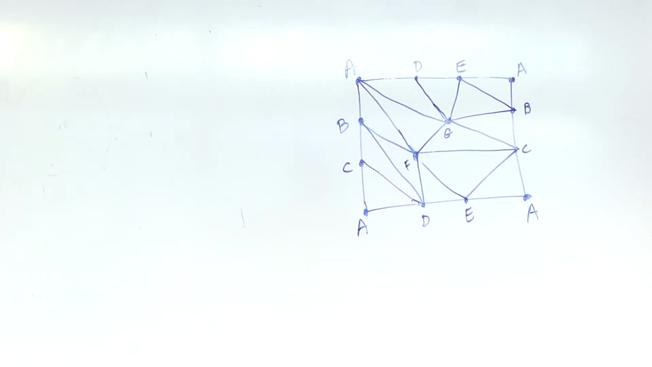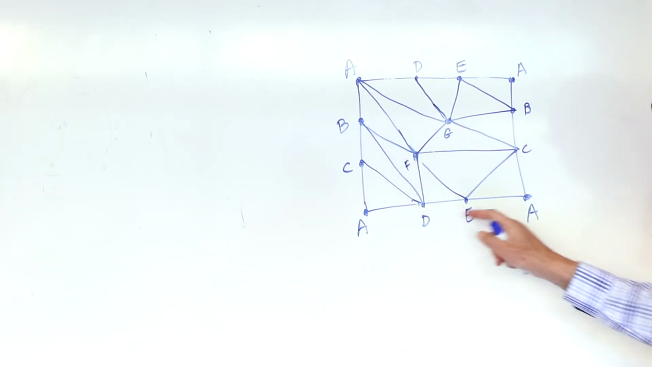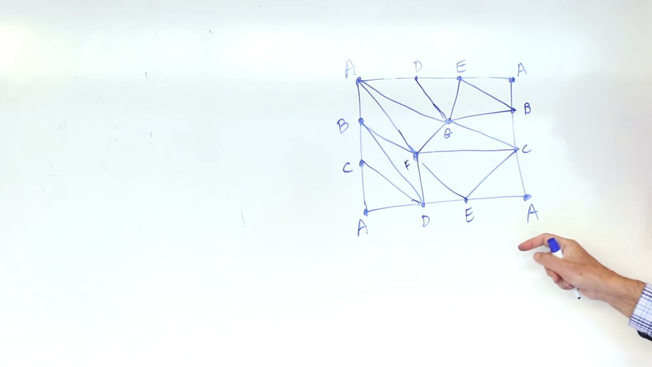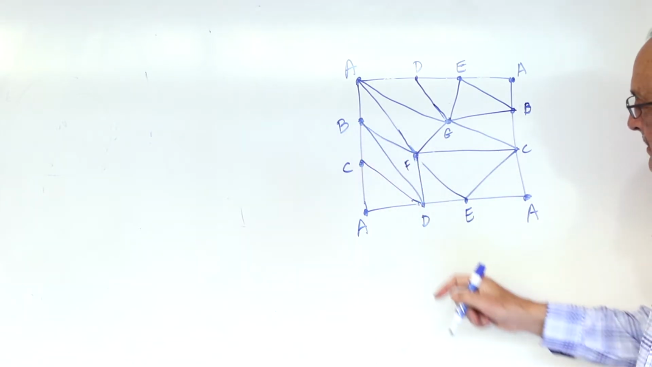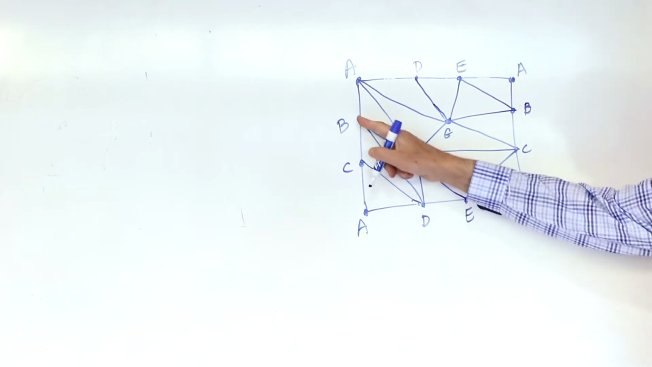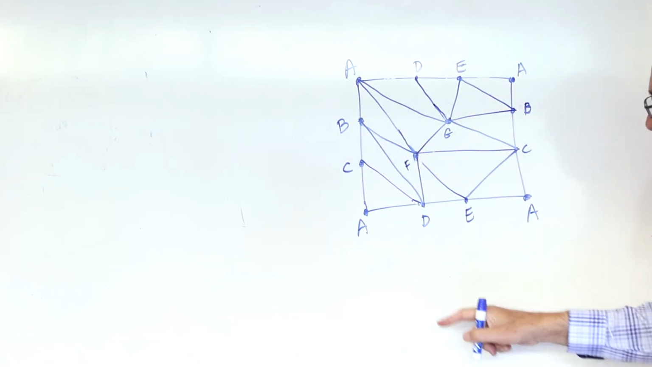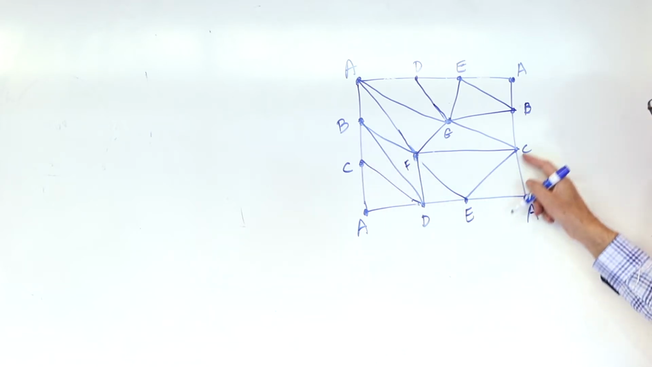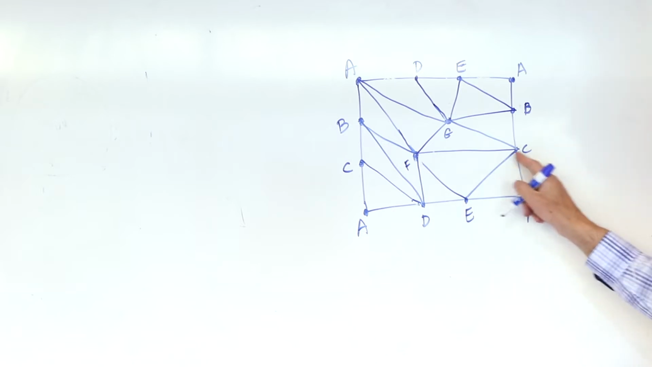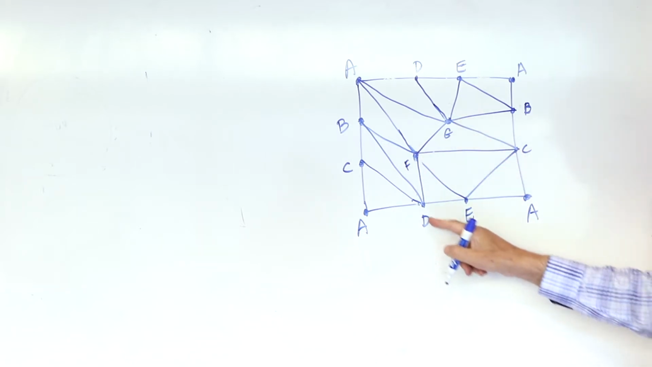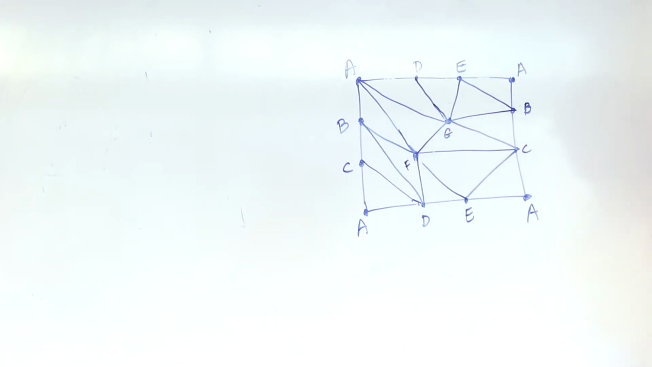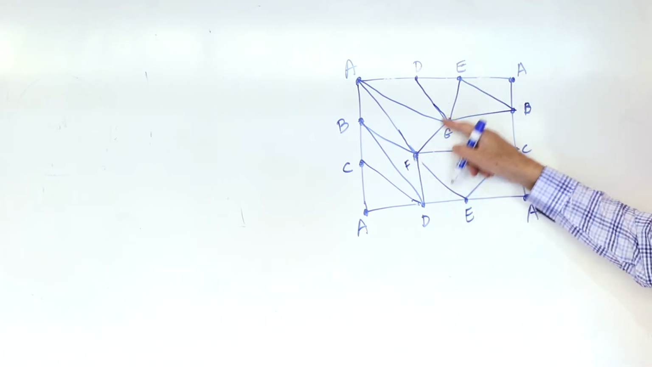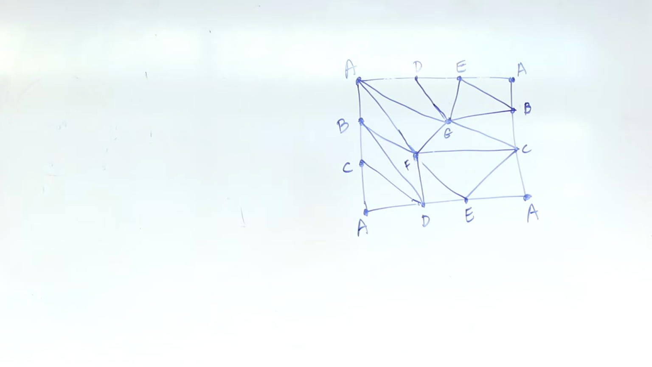And let's double check that I connected every point to every other point. So we have A to B, A to C, A to D, A to E, A to F, and A to G, B to C, B to D, B to E, B to F, B to G, C to D, C to E, C to F, C to G, D to E, D to F, D to G, E to F, E to G, and F to G. So this should have given us 14 triangles.